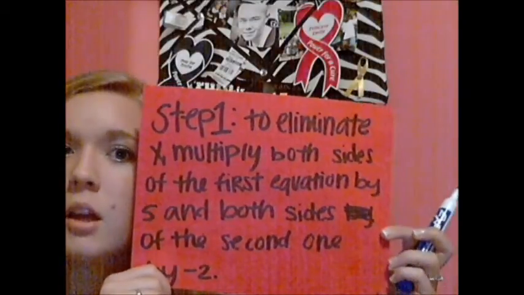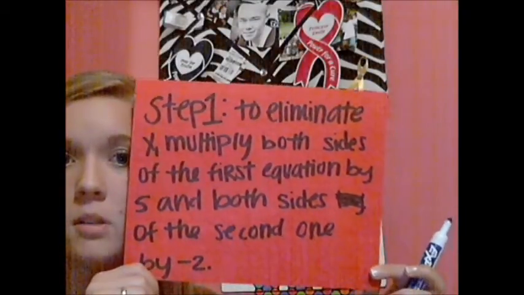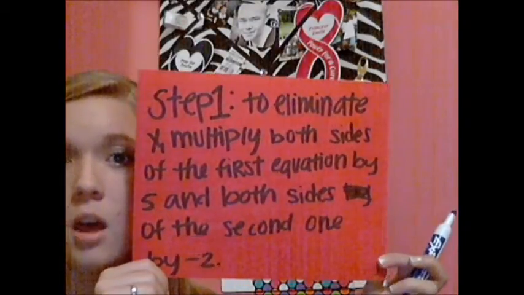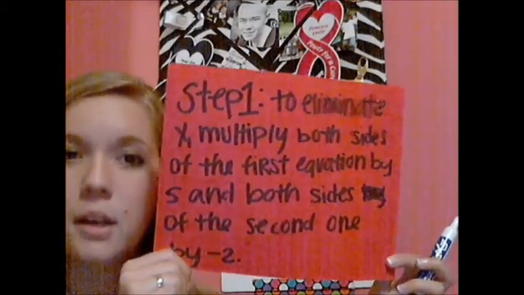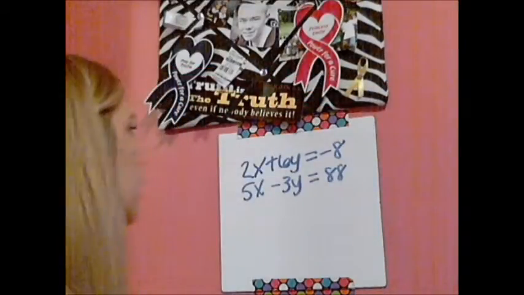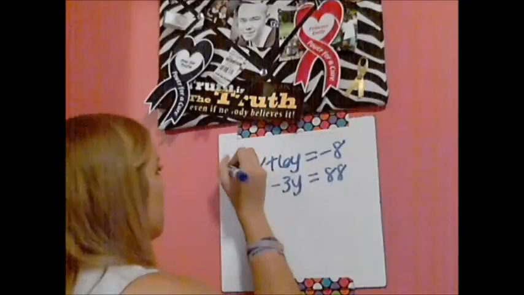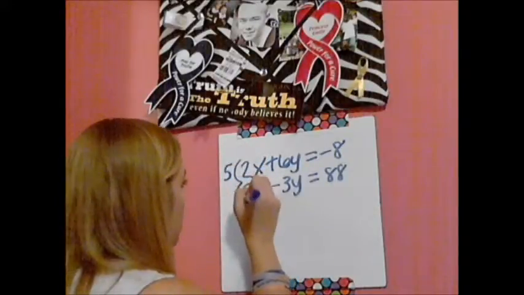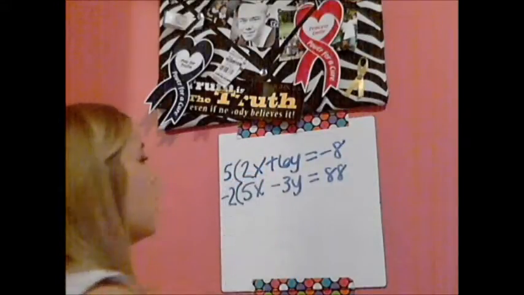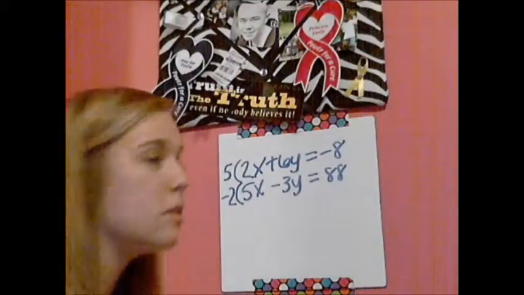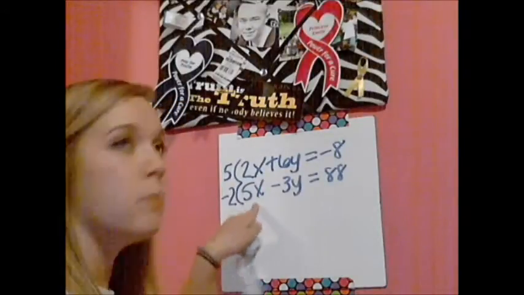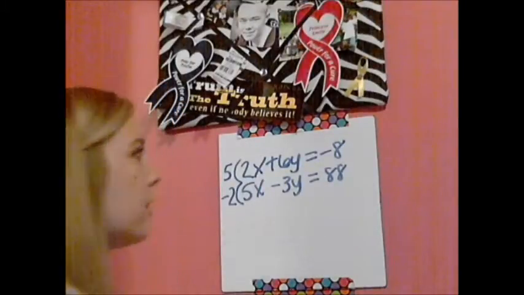You do that in step 1: eliminate x by multiplying both sides of the first equation by 5 and both sides of the second equation by negative 2. So I'm going to take this one, multiply it by 5, and this one by negative 2. You have to multiply by negative 2 because to get it to cancel out, you must change the sign of one of the x values.